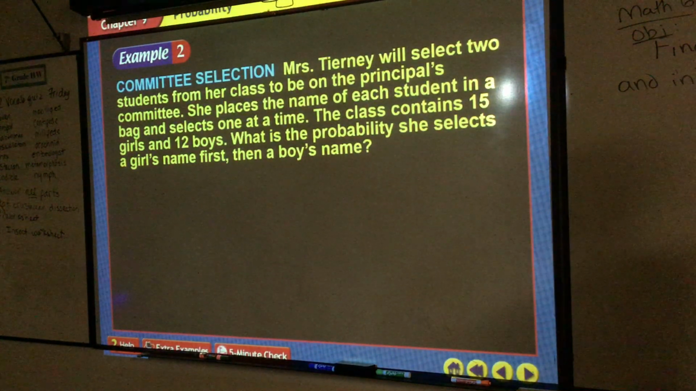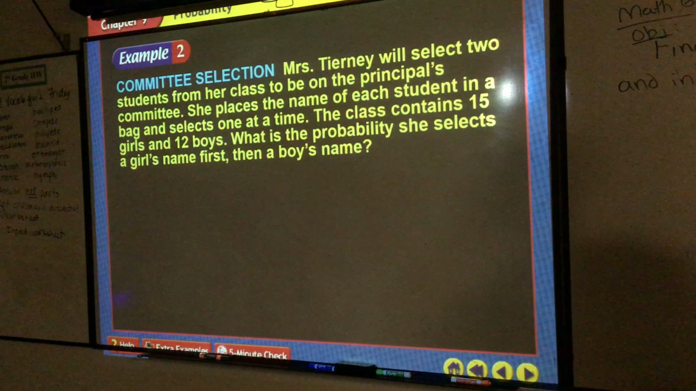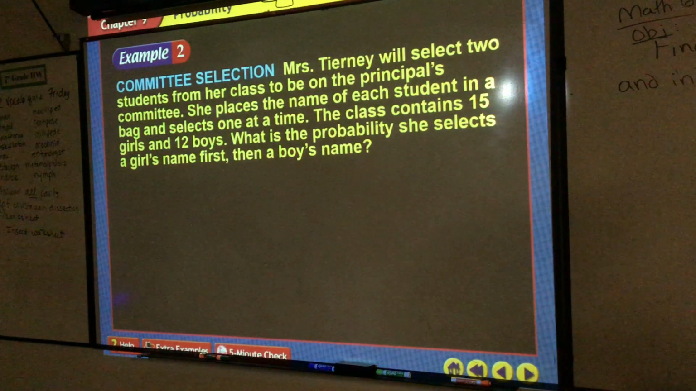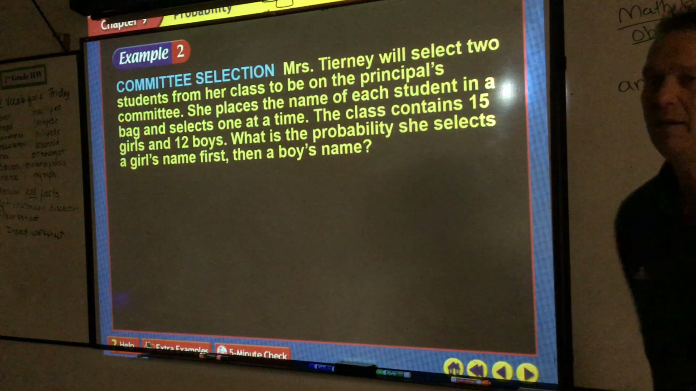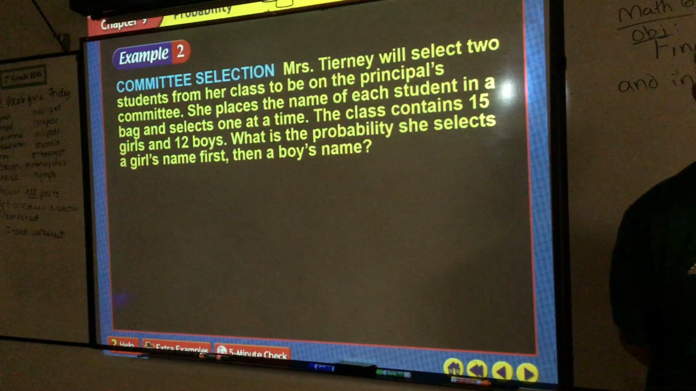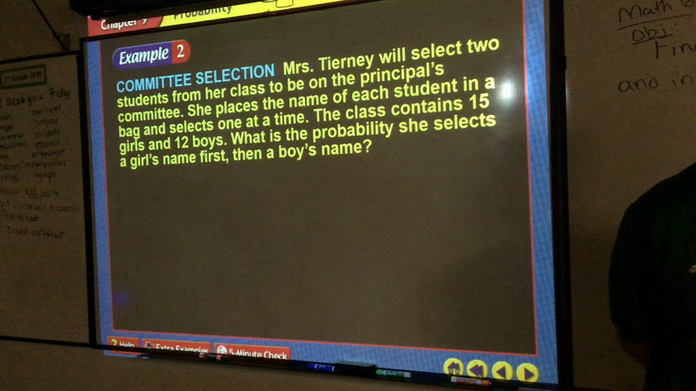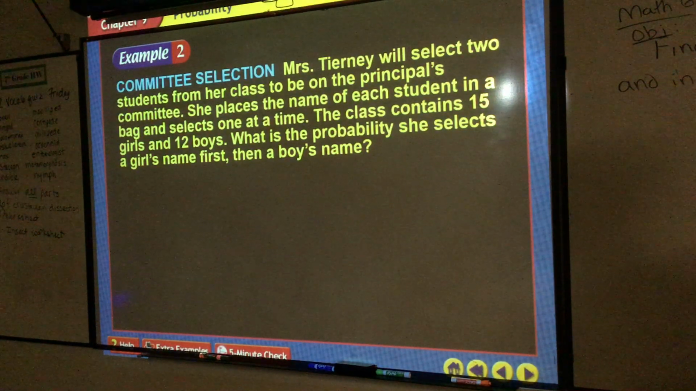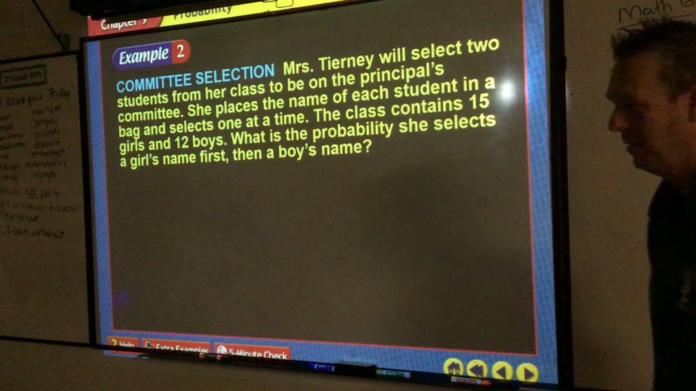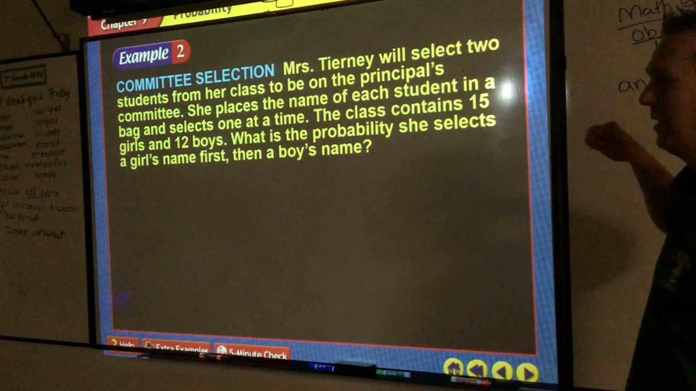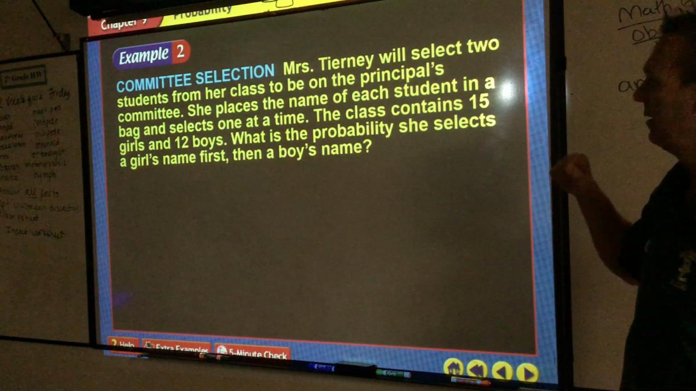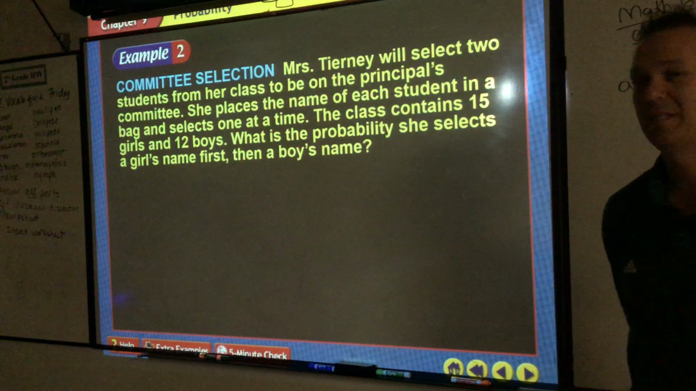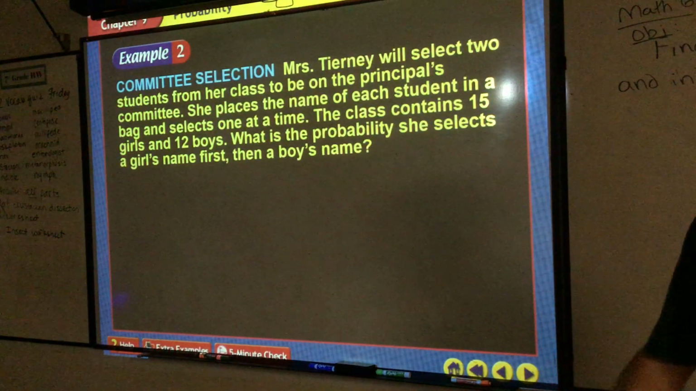Mrs. Tierney will select 2 students from her class to be on the principal's committee. She places the name of each student in a bag and selects one at a time. These are dependent on each other, because once you select one student's name, you can't put it back in. And it will tell you. If you get to put it back in, then it is not dependent. Then it becomes independent. But right now, as soon as I pull out one of these girls or one of these boys, it goes from being 27 names in the bag to 26. Agreed? That's why it's dependent.